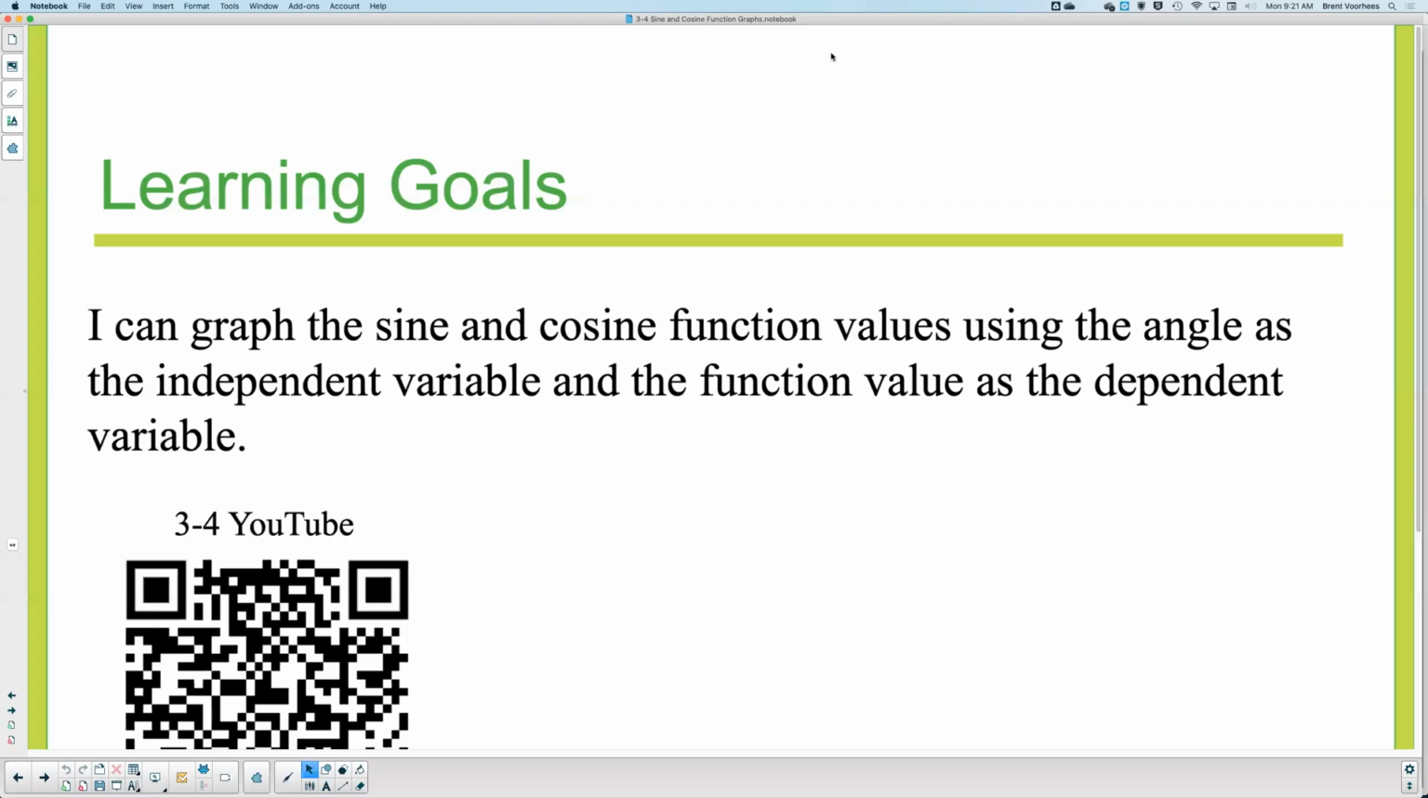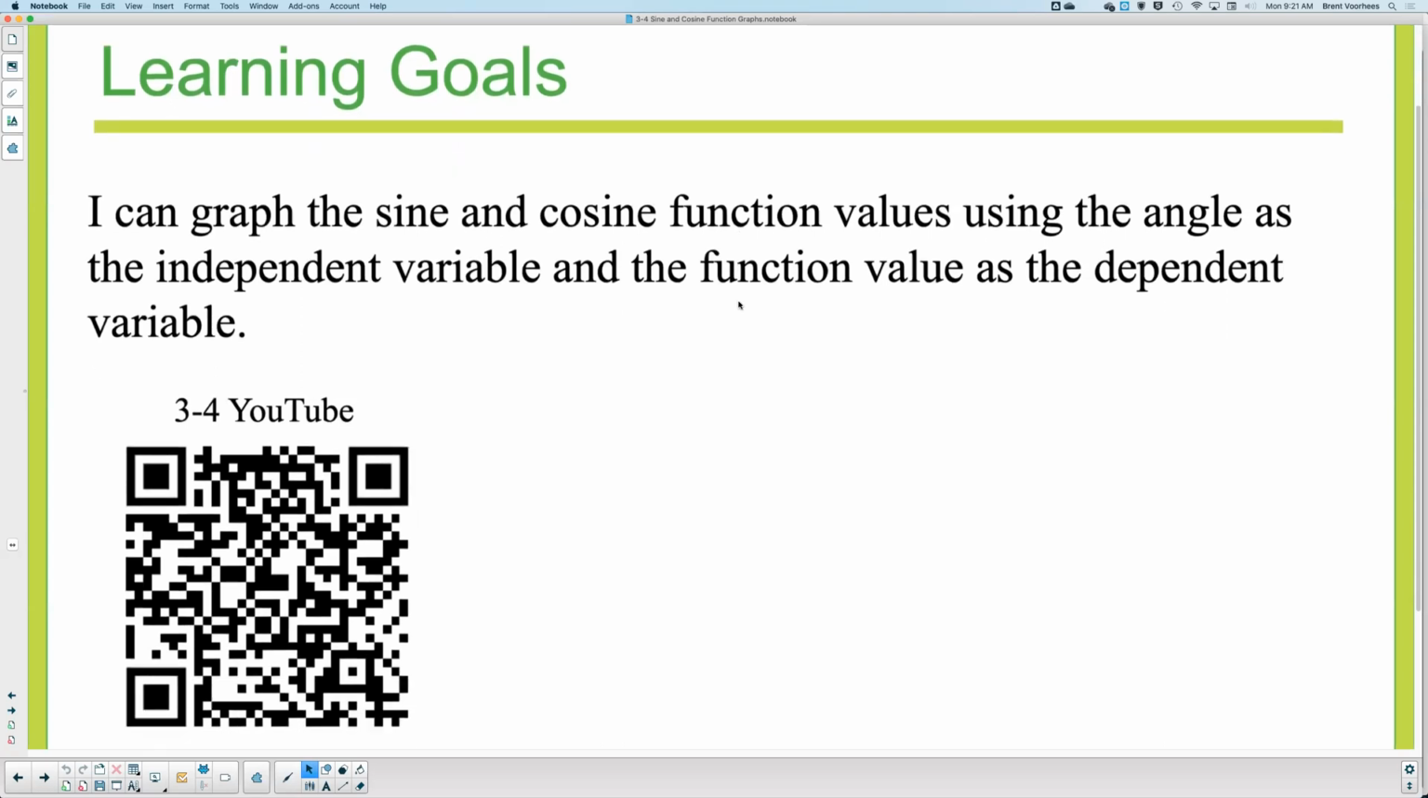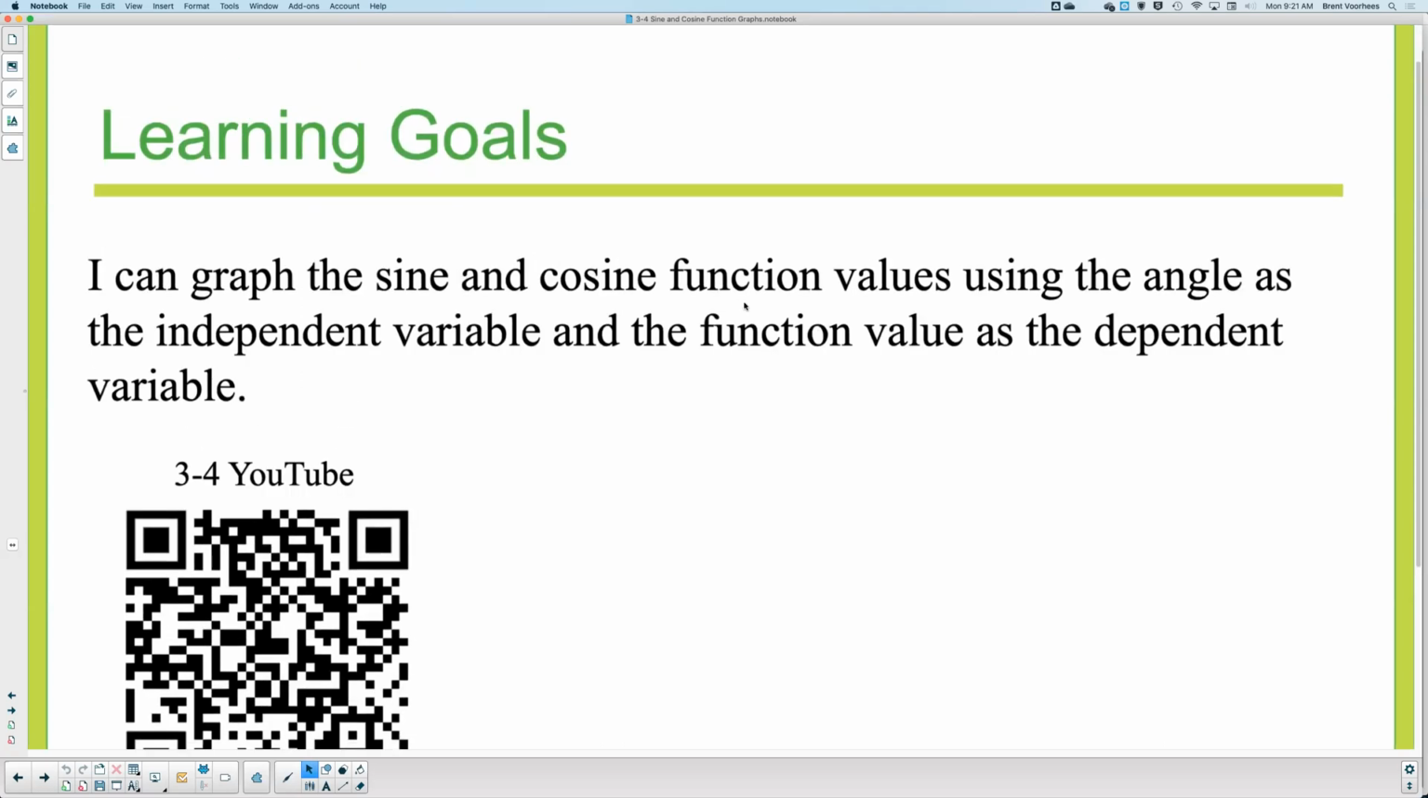All right, today we're going to look at lesson 3-4. Today, what we're looking at is not just sine and cosine function values as we've been doing, but we're going to continue on and look at their graphs. So how does it look as a graph? That's kind of the goal today. Last class, we were looking at their values. Today, we're going to look at how we put together the graphs, how they look.